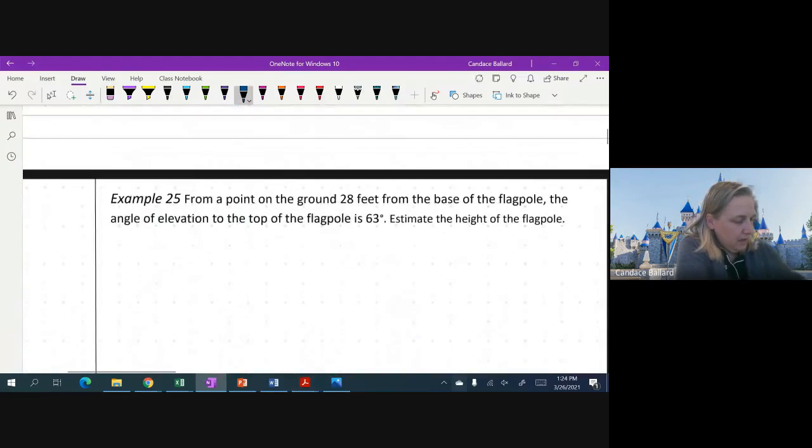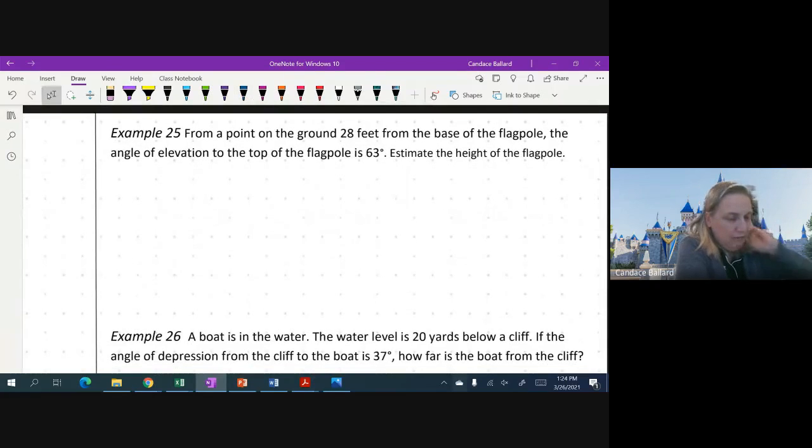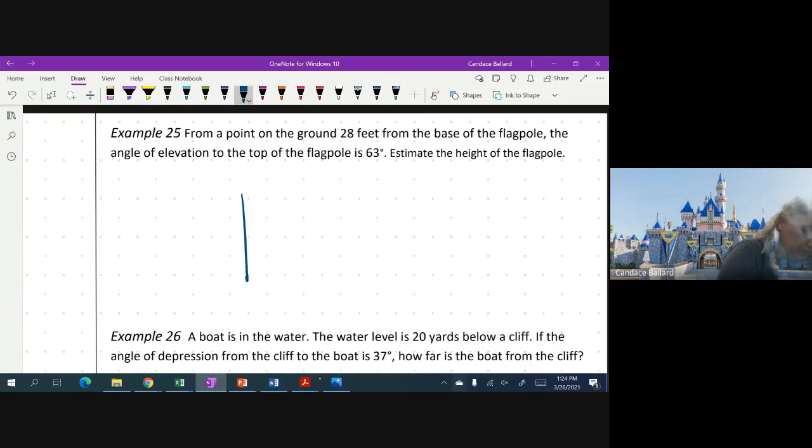Okay. From a point on the ground, 28 feet from the base of the flagpole, the elevation to the top of the flagpole is 63 degrees. Estimate the height of the flagpole. Okay, so I've got a flagpole. Okay, I've got a point on the ground. I'm going to actually draw a line there because I've got the point on the ground. There's my right angle. Angle of elevation to the top of the flagpole. So my angle going up from the horizontal is 63 degrees. We're 28 feet from the base. We need to estimate the height of the flagpole.